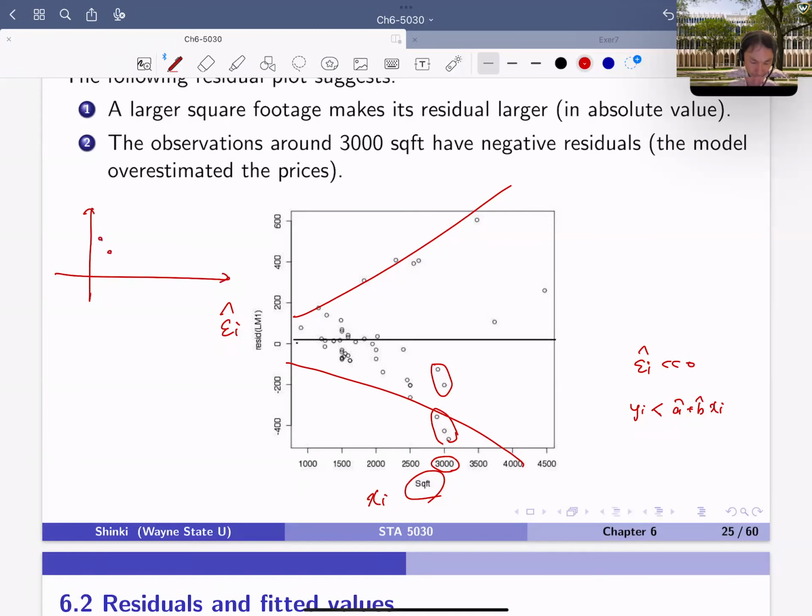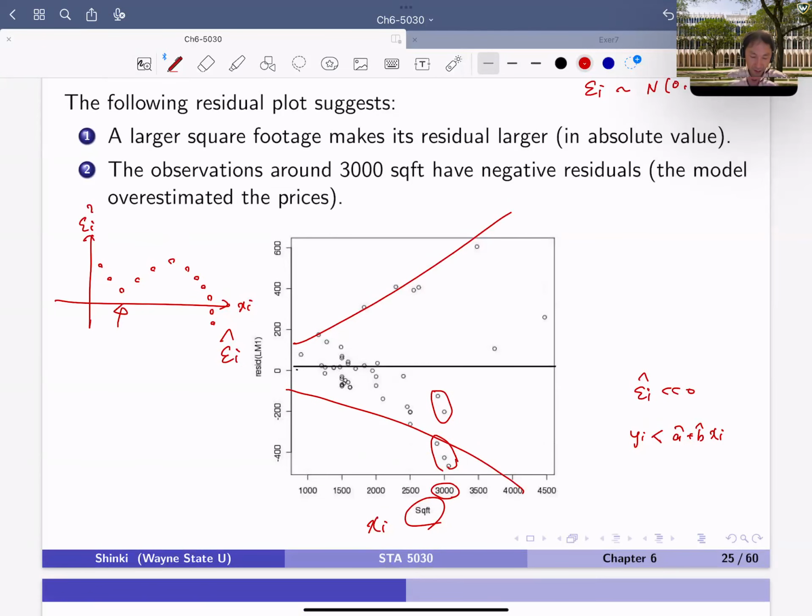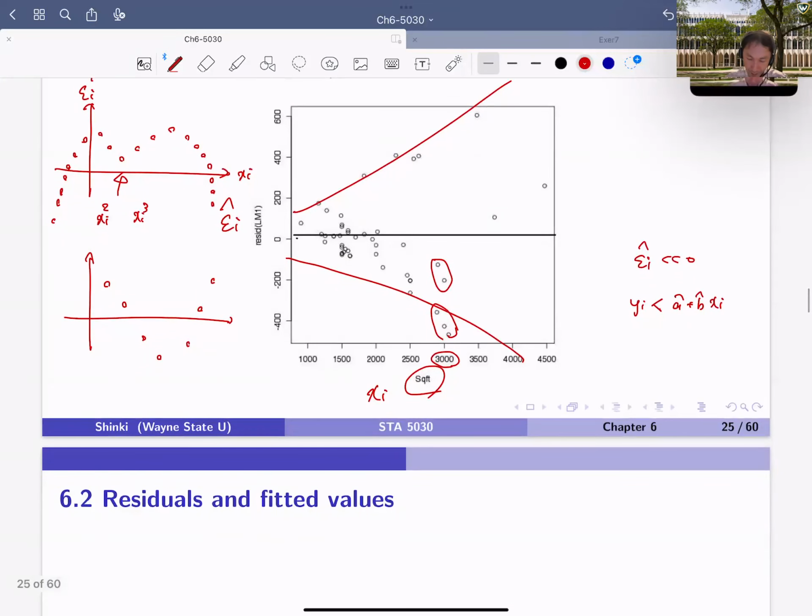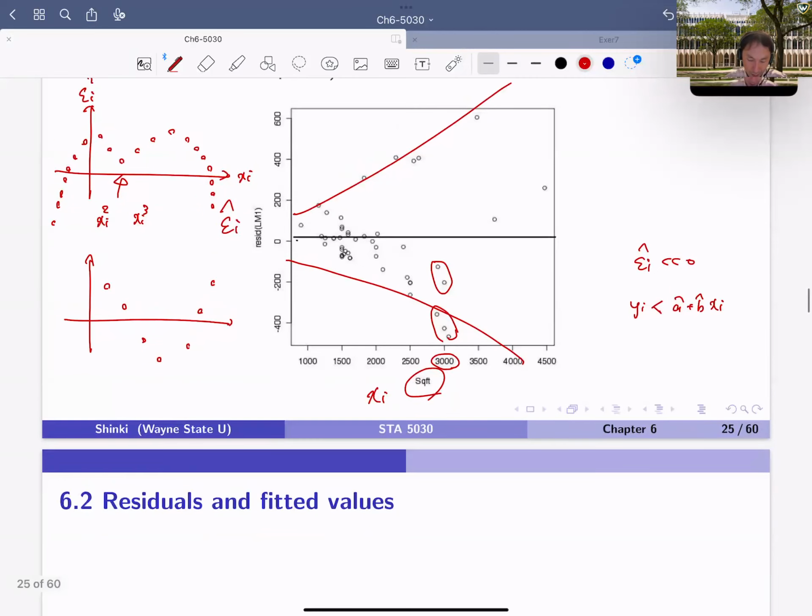For example, if residual looks like this, obviously we have some pattern, right? So in this case, this is xi and epsilon i hat. It sounds like this is a cubic function. So maybe we should put xi square and xi cube to explain y as well. Maybe some other curvature, clear curvature like this. Sorry, and actually the average size of error is adjusted to 0. So on average it's 0, but still we have some pattern. Yeah, so these are typical patterns.